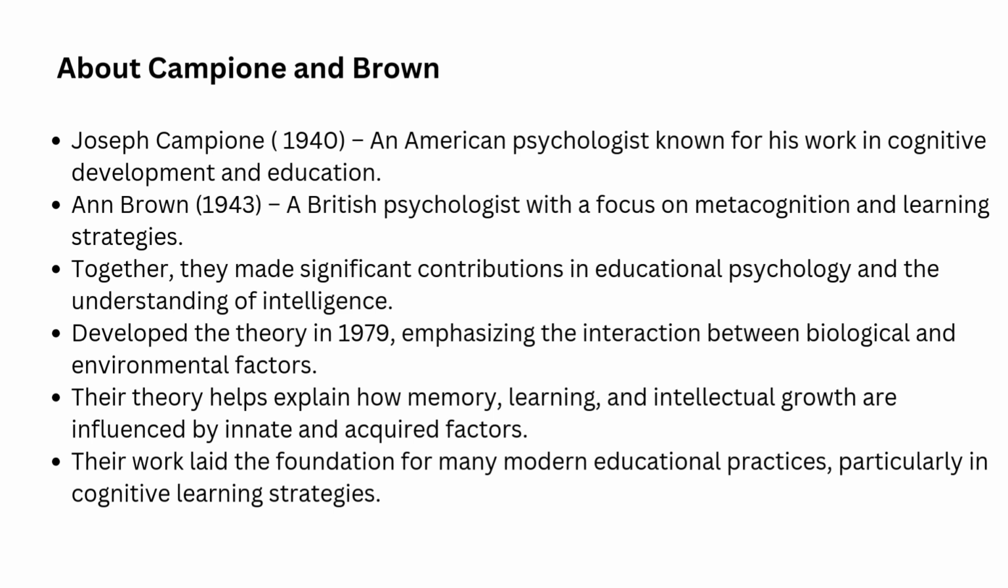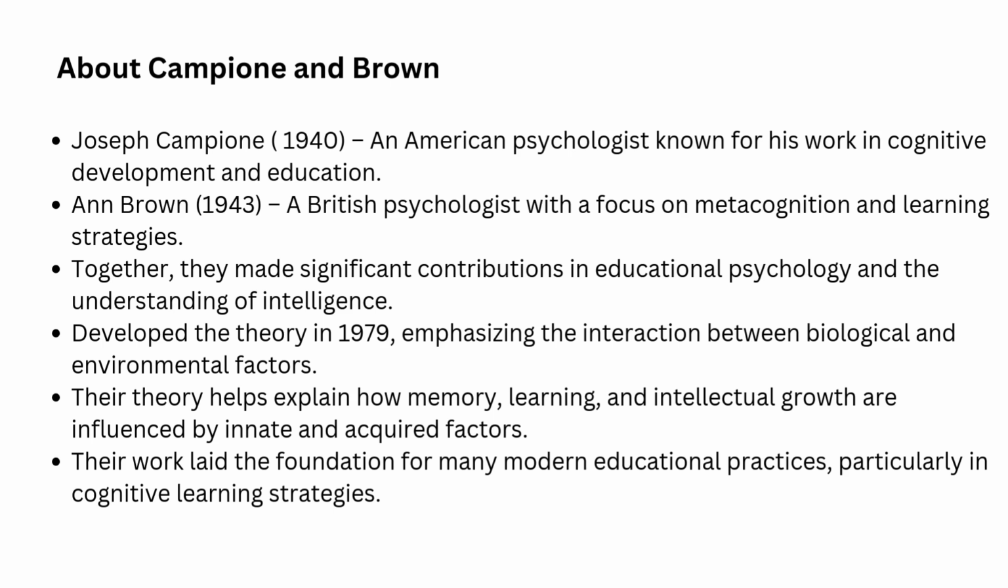In the late 1970s, Campione and Brown teamed up to develop their dynamic theory of intelligence, combining their interests in cognitive development and learning strategies. Their joint work focused on understanding how biological and environmental factors interact to shape intelligence, leading to groundbreaking insights that change how psychologists and educators approach learning and intelligence.